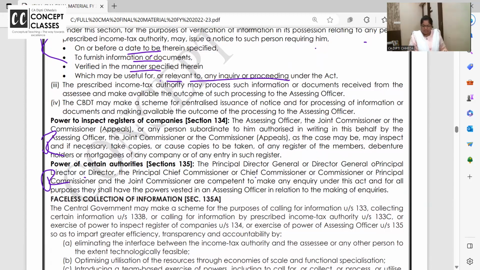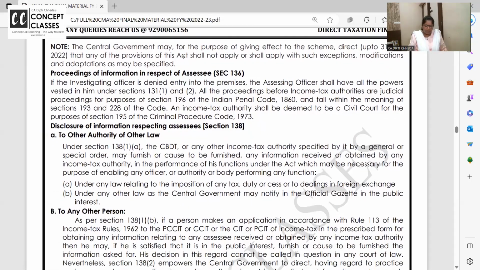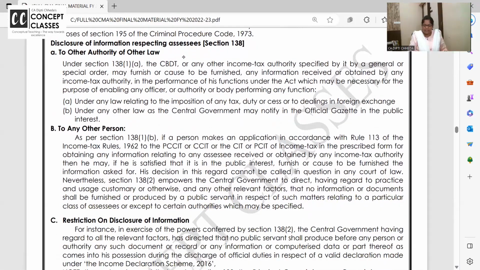The principal director general or director general and principal commissioner and all are competent to make any inquiry under this Act for all the purpose. They shall have the power vested in AO. ठीक है. This is all going to be faceless now. If the investigation officer is denied entry in the premises and all, AO shall have all the powers, all proceedings. I told you if they don't cooperate, they have all the civil court procedure. That's why they said they can take help of the police.